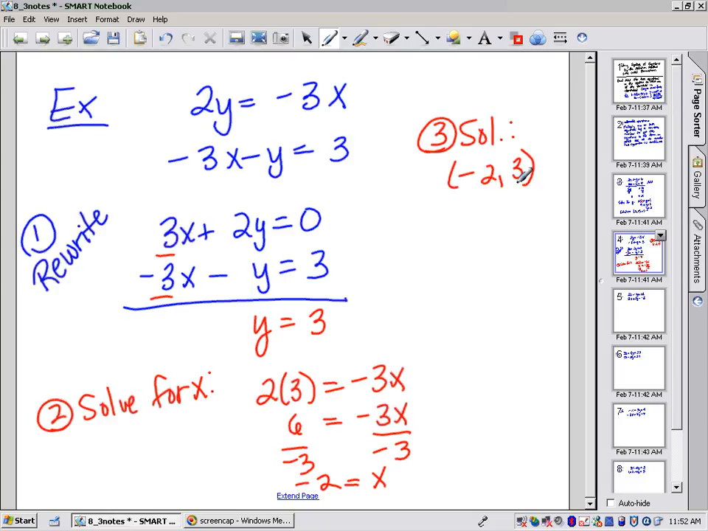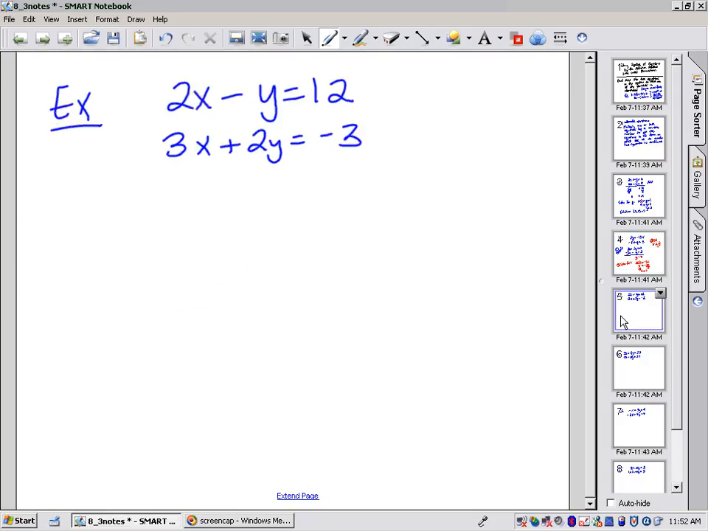And we can certainly plug that in, right? Negative 3 times negative 2 is positive 6, minus 3 is 3. 2 times 3 is 6, and that is equal to negative 3 times negative 2, which is 6. So it checks in both equations. Let's look at an example where we have to do some work to one of the equations.